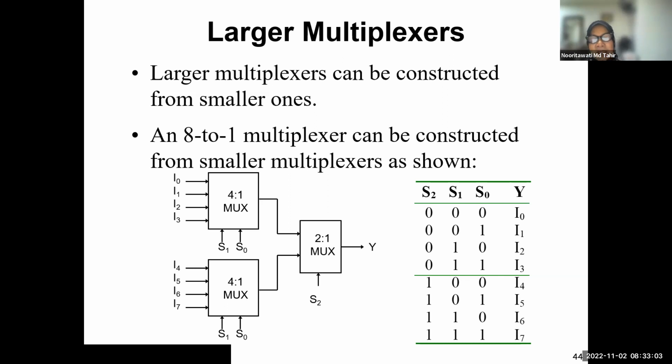Okay, ini adalah how to implement larger multiplexer menggunakan two possible 4-to-1 multiplexer.